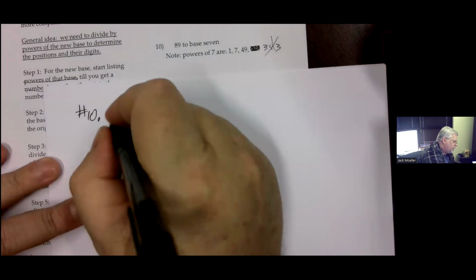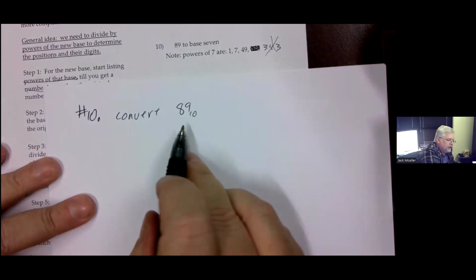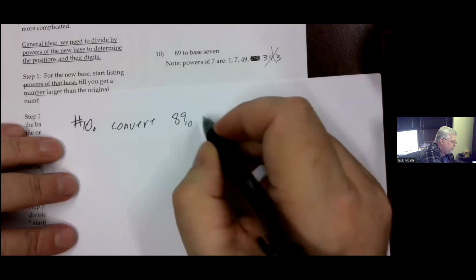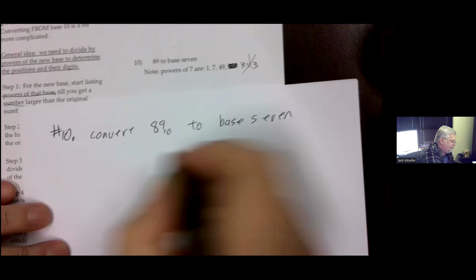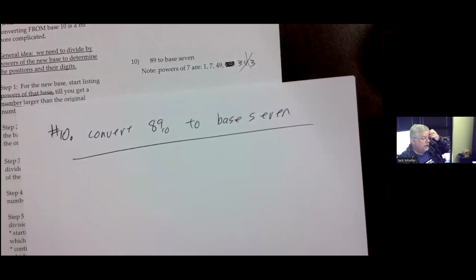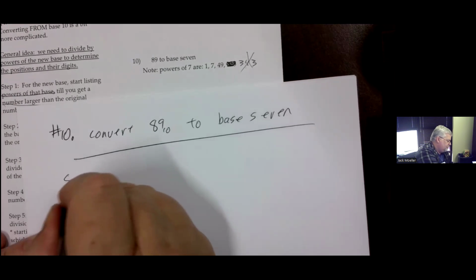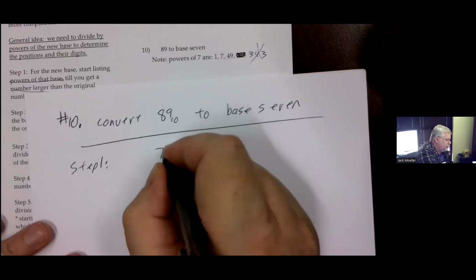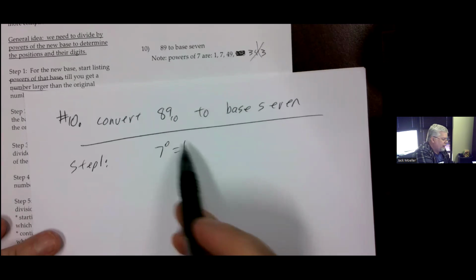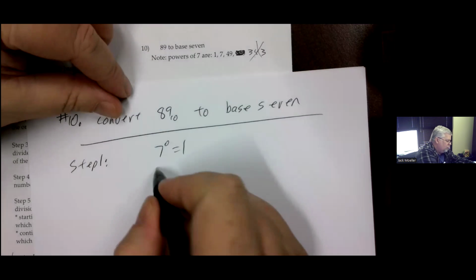All right, so we're converting 89 base 10, and again, I'm putting the 10 for emphasis, even though it's not in the original problem, to base 7. So how do we start the conversion? Step one is we always need our powers of whatever our base is. So start with 7 to the 0, that's our ones. And again, if you're comfortable with that, you can just put the 1 there and not do the 7 to the 0, but it doesn't hurt to be consistent.